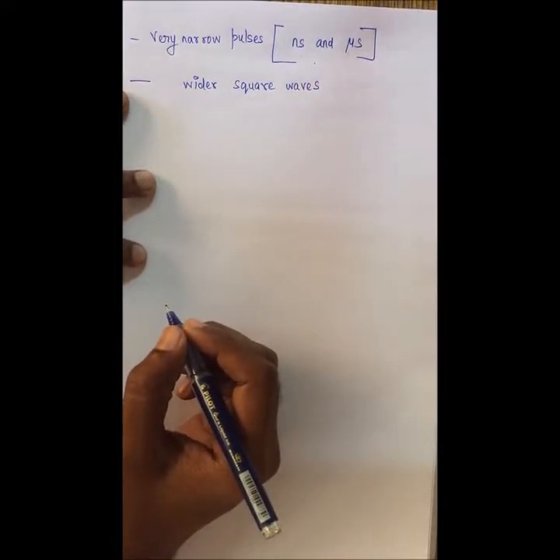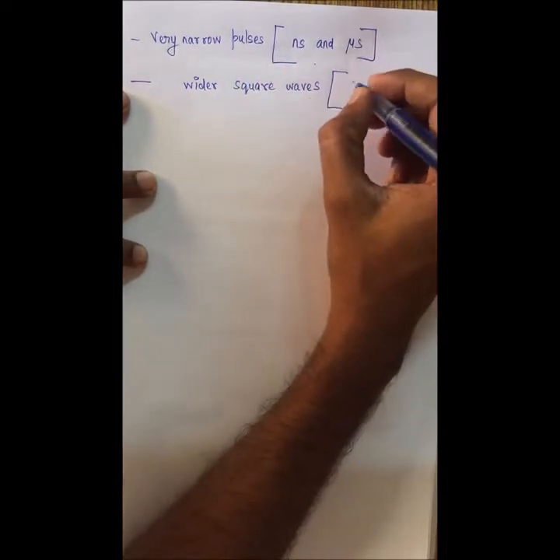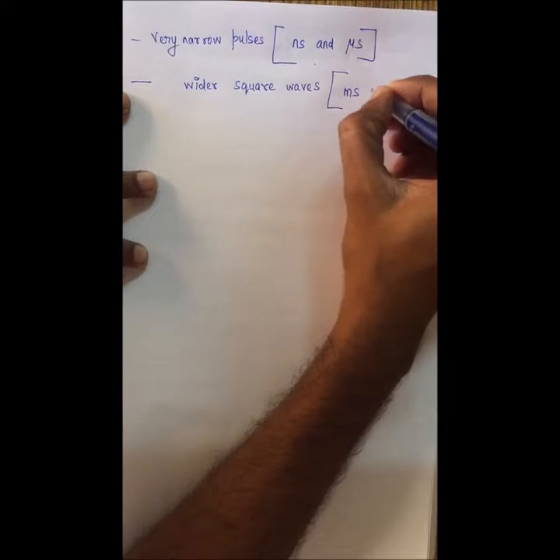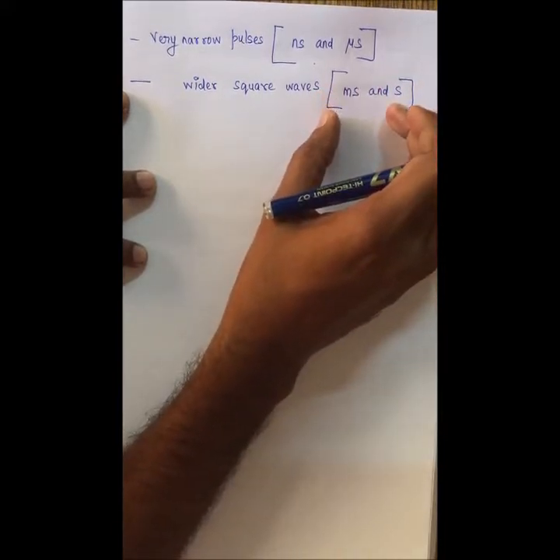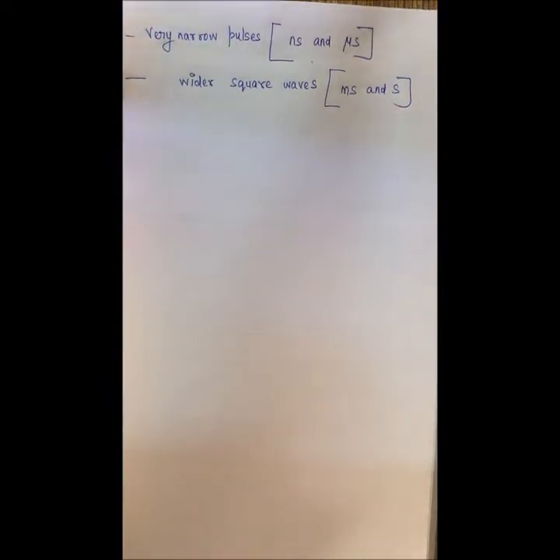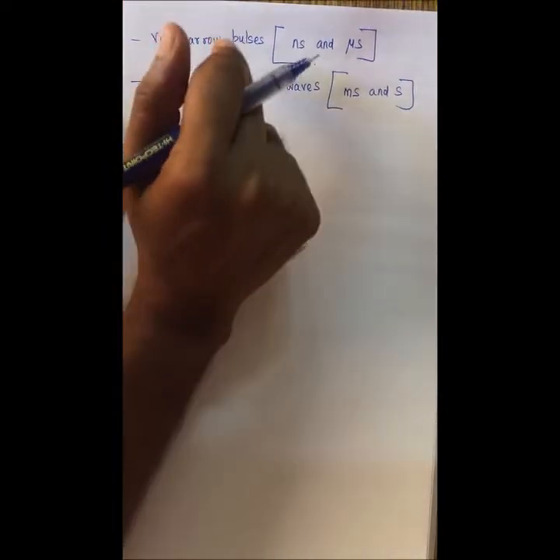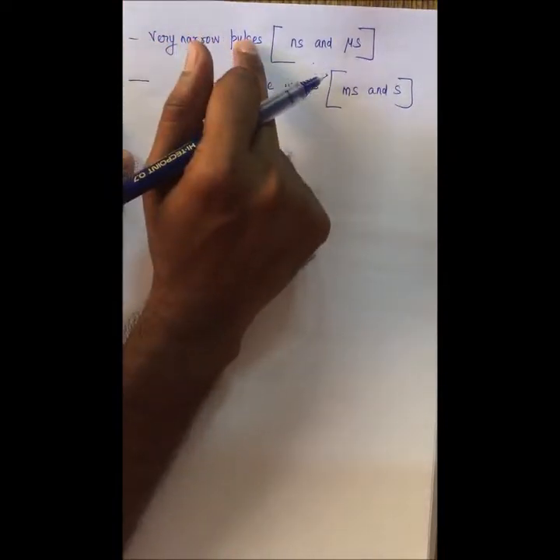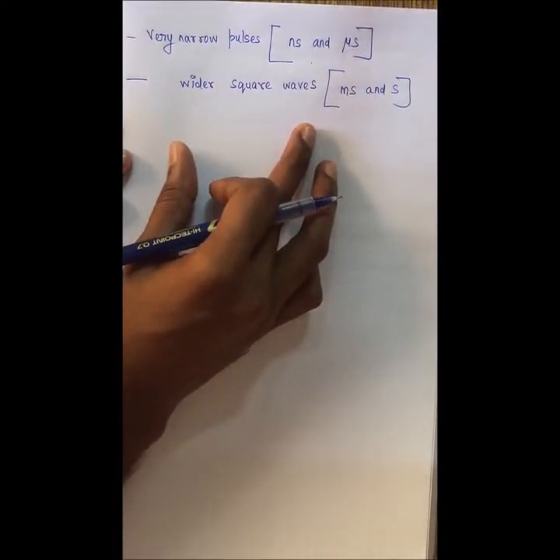Wider square waves in the sense they are going to have a pulse width that ranges between millisecond and second. So the main category of wave generation is very narrow pulses or wider square waves. Apart from this, we also will be learning about generation of a variety of other waveforms.